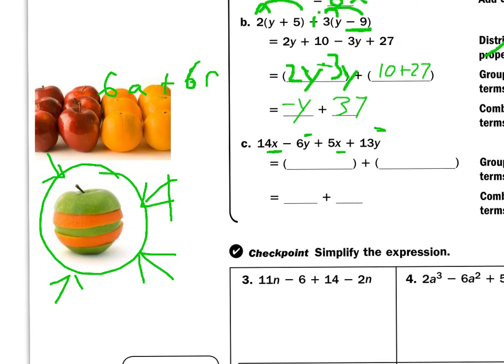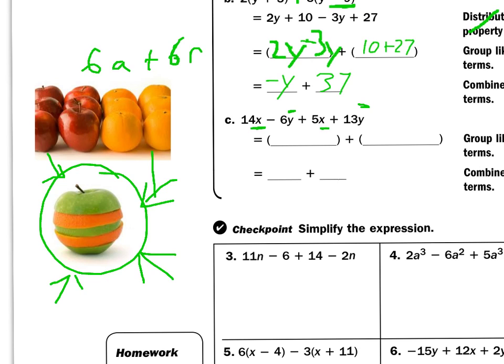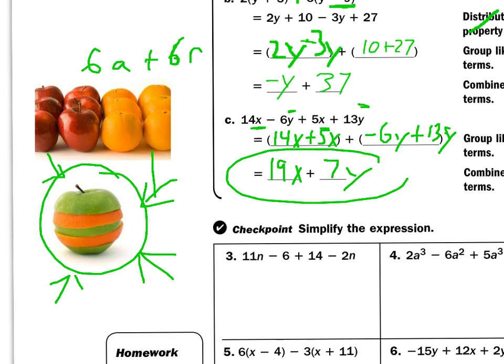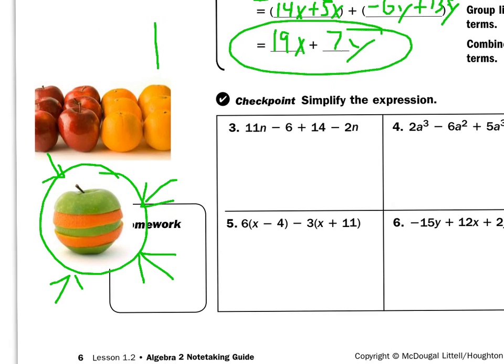Okay? So let's take back a look over here. Combine your like terms. The x's go with the x's. I have 14 x's plus 5 x's. And I have negative 6 y's plus 13 y's. And if I combine my like terms, I have 19 x's plus 7 y's, and they don't go together. You stop right there. That's it. Okay? You go ahead and do those checkpoints. Pause right now. Hit that pause button on the lower left-hand corner and do these checkpoints.